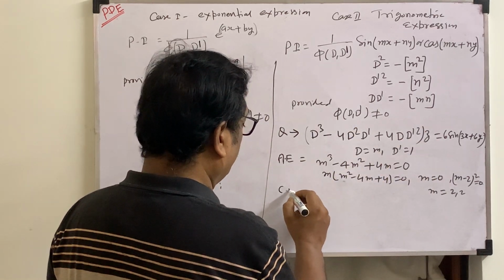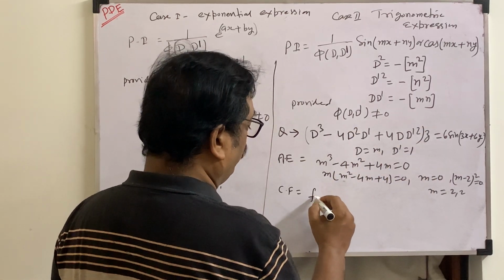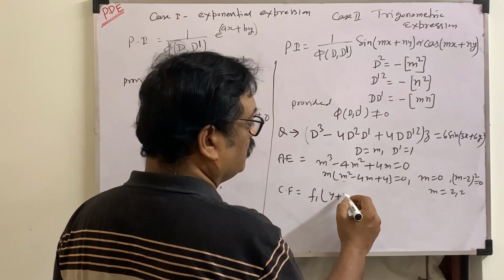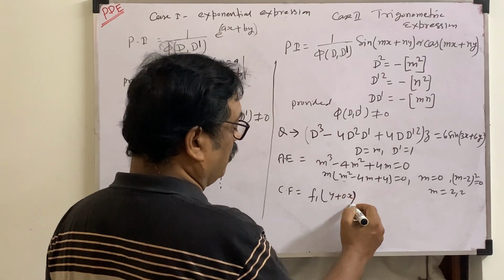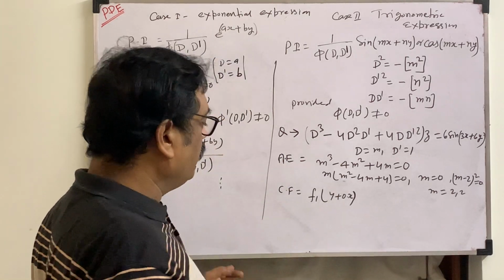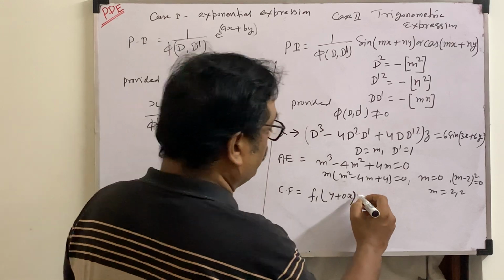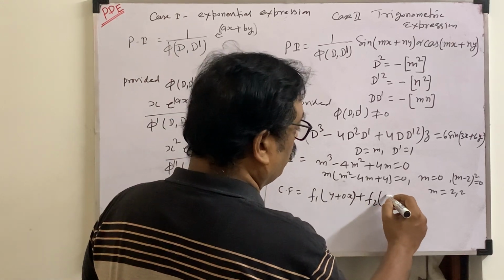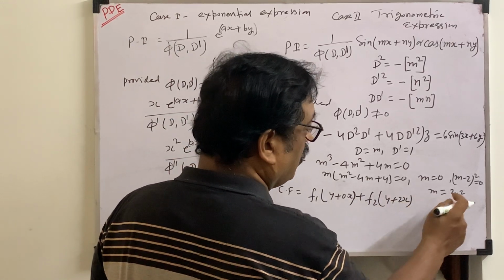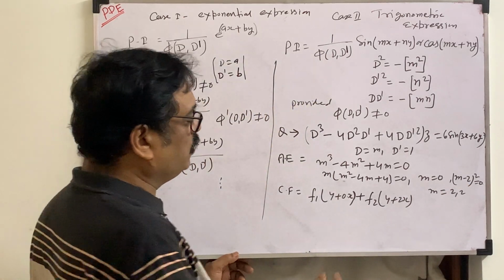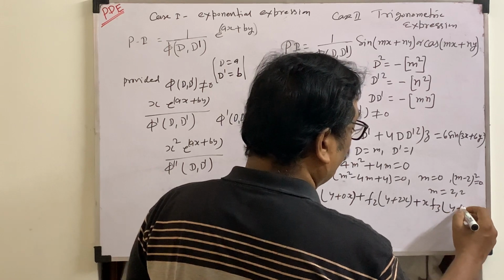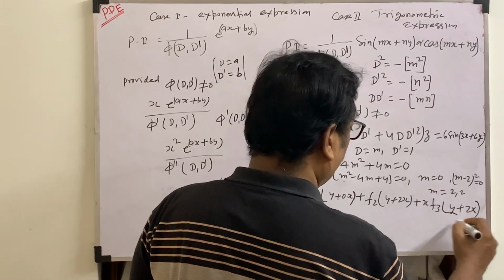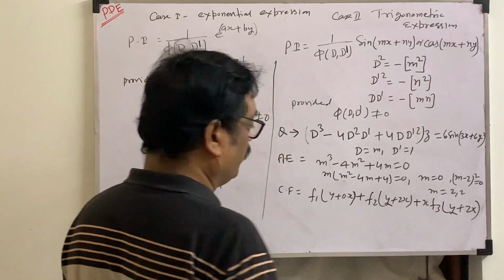So what is the complementary function now here? f1(y plus 0x), 0 into x. This you can eliminate also; you can write f1(y) only, but I wrote it for understanding. Next, f2(y plus 2x). These two roots are equal here. Then you write x f3(y plus 2x). This is the complementary function.